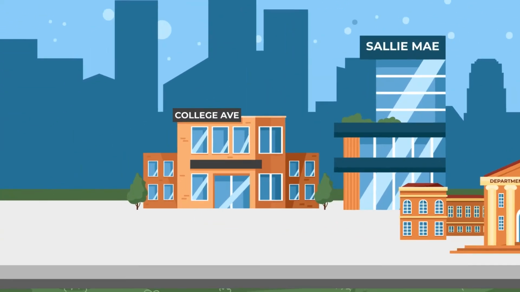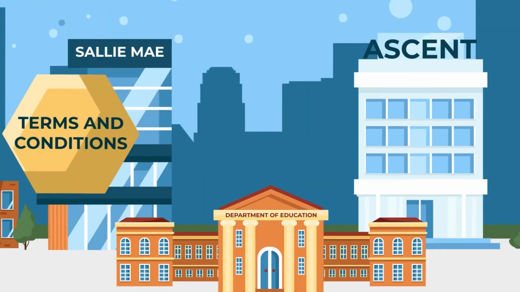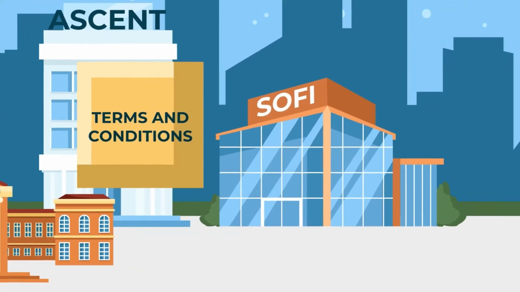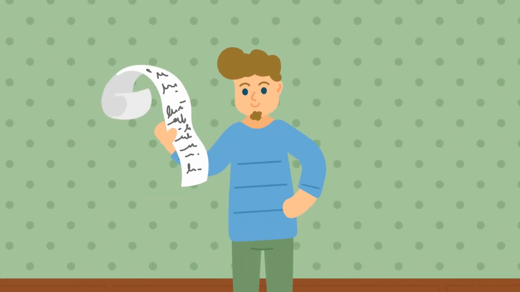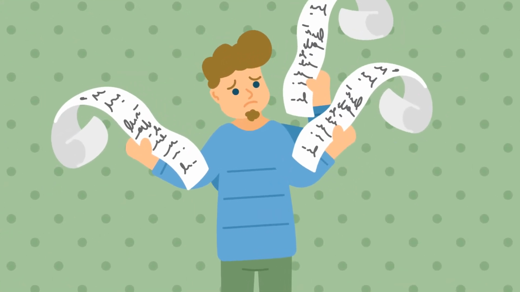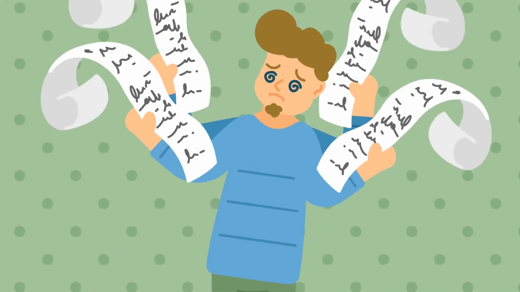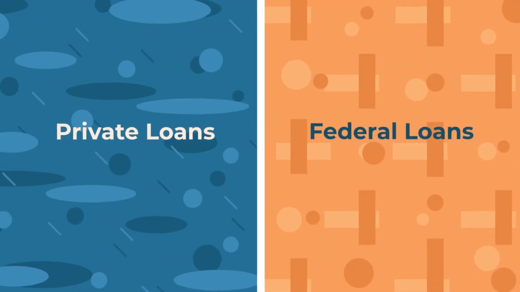The first thing to know about private student loans is that everyone is different, since all the terms and conditions are set by the institution providing the loan. That means you'll have to look a lot more closely at each private loan to understand how it works and try to compare it with your other options. Let's talk about some of the ways private student loans tend to differ from federal student loans.